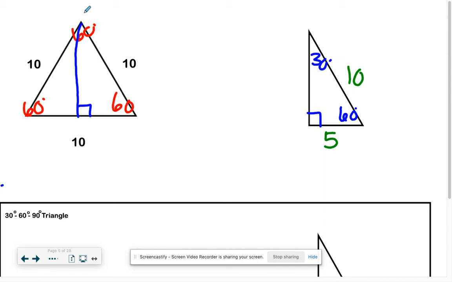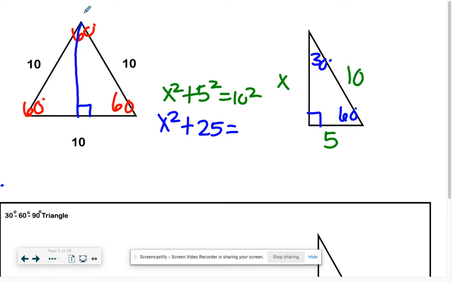Now, how can we find this side here? 10. It might be 12. I don't know. Couldn't you do the square root thing? Yeah, we'll do Pythagorean theorem. Let's try Pythagorean theorem. So we are going to have what? X squared plus 5 squared equals 10 squared. Can't do anything with that x squared yet, but what's 5 squared? 25. 10 squared? 100. Subtract 25. And we get x squared equals 75.